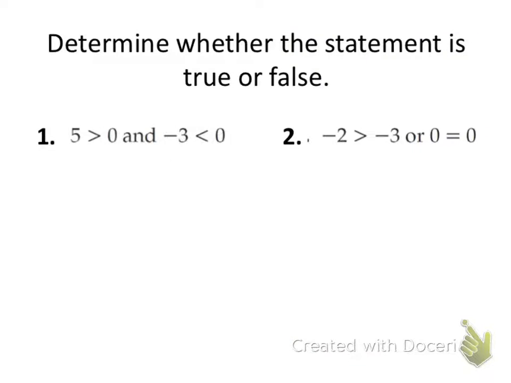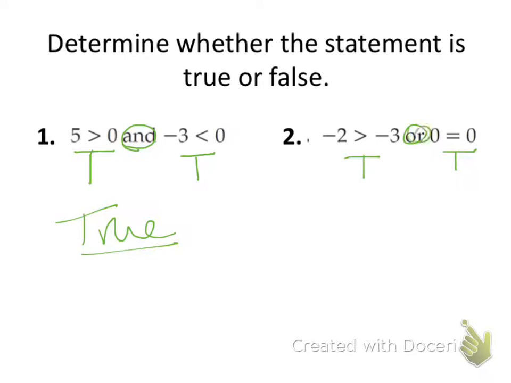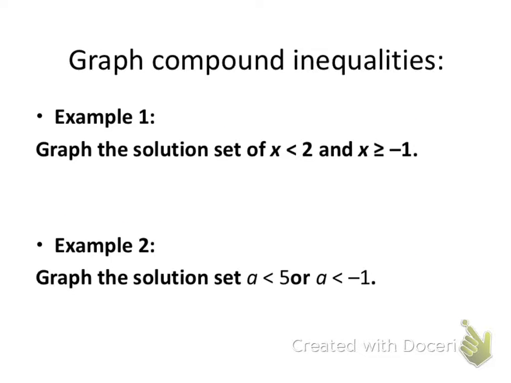All right, let's try this with numbers. So we're going to determine whether the statement is true or false. I've got 5 is greater than 0, and we know that to be true. And I've got -3 is less than 0, and we know that to be true. And because it says and, the whole statement is true. Try the second one yourself. All right, so -2 is greater than -3. That's true. Or 0 equals 0. That's true. So even though they're both true, we've still got that or going on there, so the whole thing is true. Pretty easy, right?